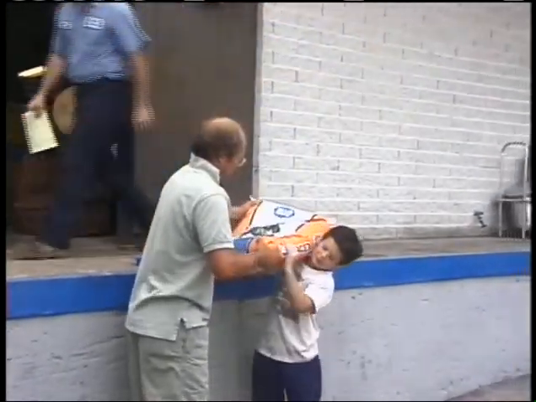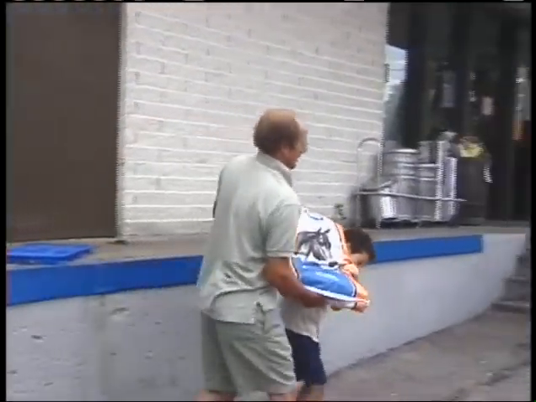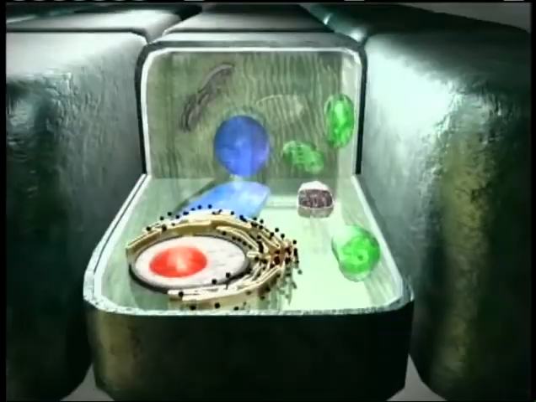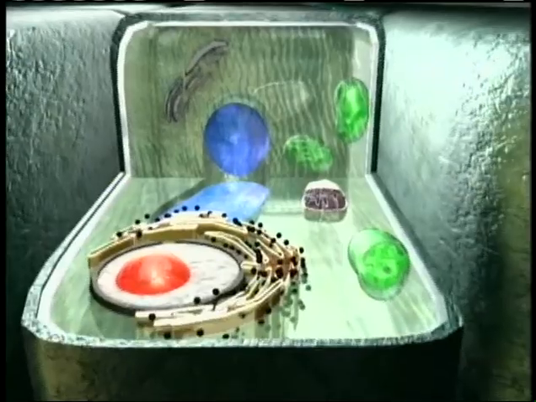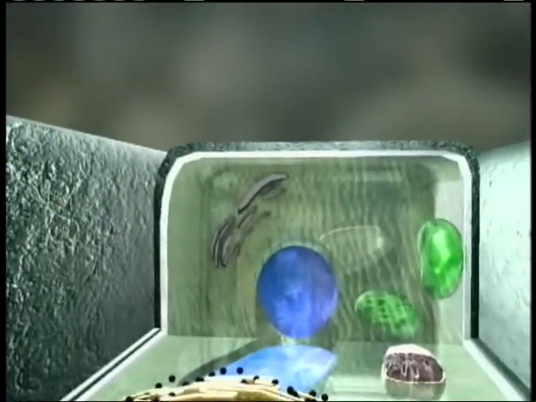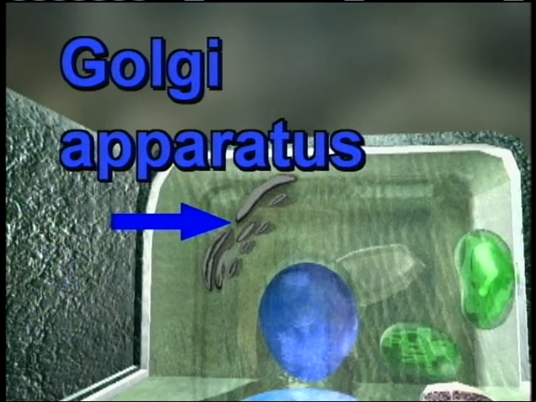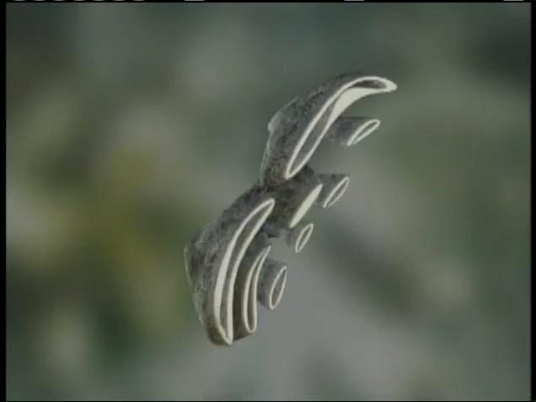This loading dock contains material that's been packaged and will soon be transported to other locations. Golgi bodies, or the Golgi apparatus, are stacks of membrane-covered sacs that package and move particles to the outside of the cell. The Golgi apparatus can be thought of as the cell's conveyor belt, transporting materials.